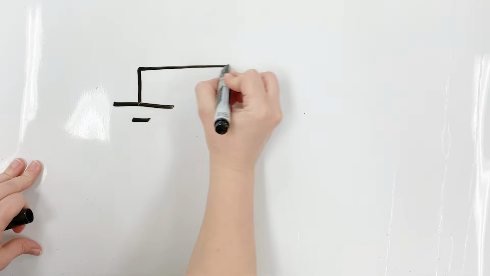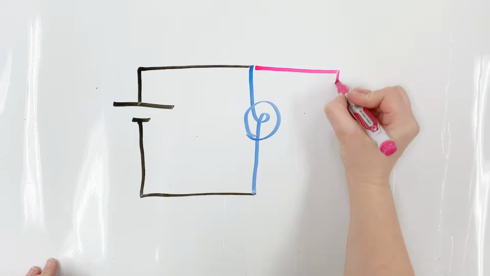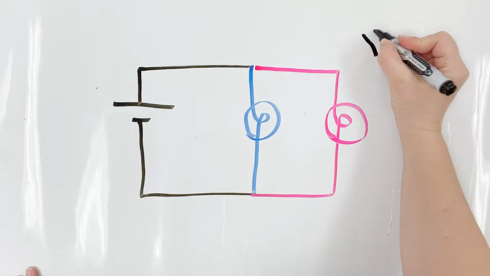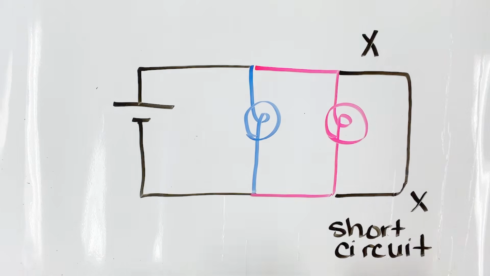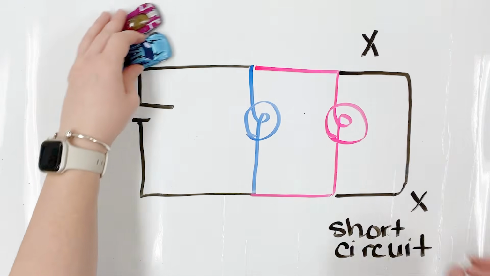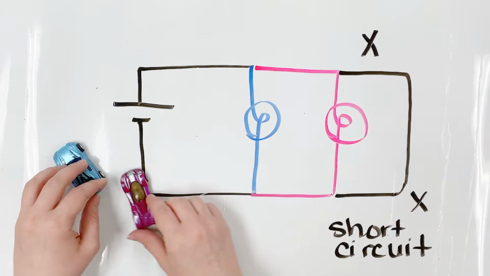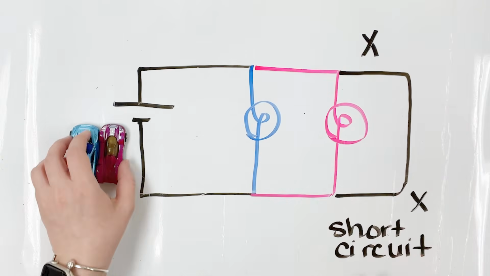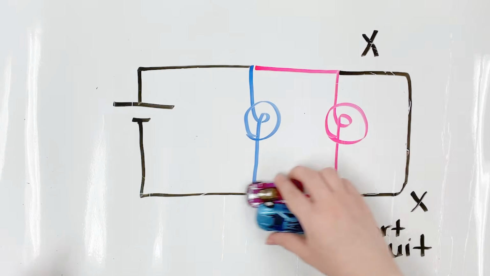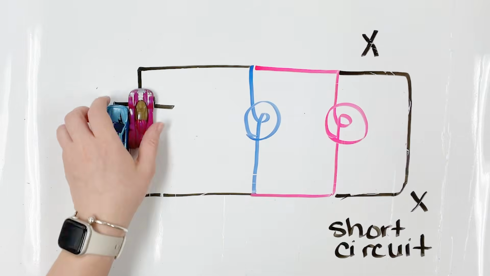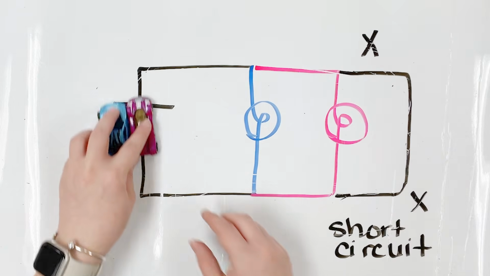Here is a very common student mistake. Students will add an extra wire in parallel with no bulb at all. This creates a short circuit, a path with almost no resistance. In our car model, it's like adding a brand new highway with no toll booths. A lot of cars rush through that path, not because they're choosing it, but because there's nothing slowing them down. This allows a very large current to flow, which can drain the battery, heat wires, or damage the equipment.